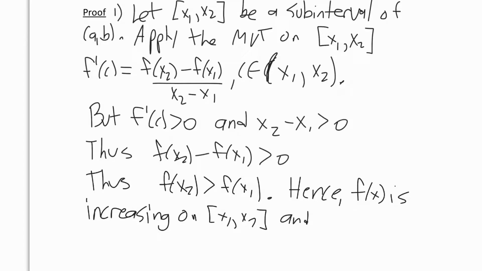And f of x is increasing on a to b. Because if it's increasing on x1 and x2, and x1, x2 is any subinterval, then clearly it's increasing on the whole interval. So let's do the same proof now for part 2, where f prime is less than 0.